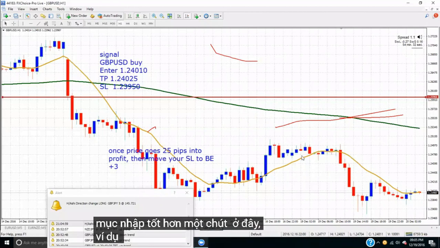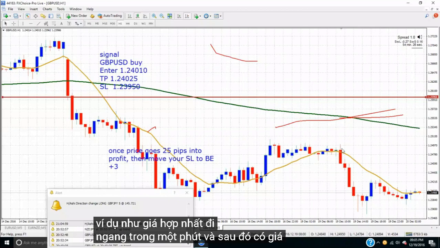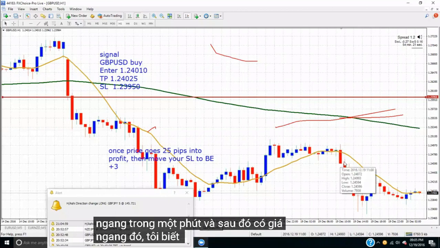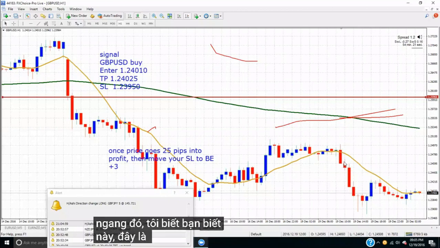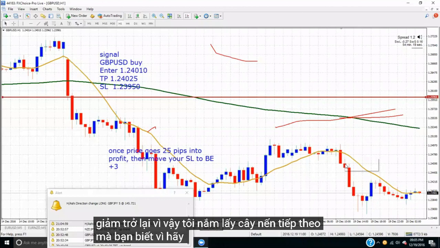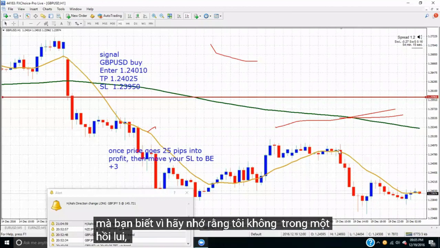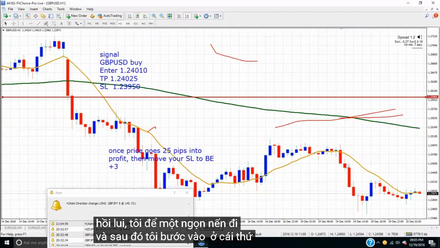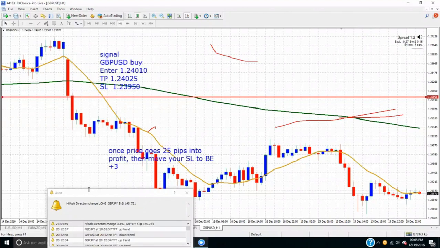So say for instance, price consolidated, went sideways for a minute, and then price crossed that. Well, I know, hey, this is a good indicator. Price is going back down, so I grab that next candle, because remember, in a retrace, I let one candle go and then I enter on the second one. The goldenrod is the 13.